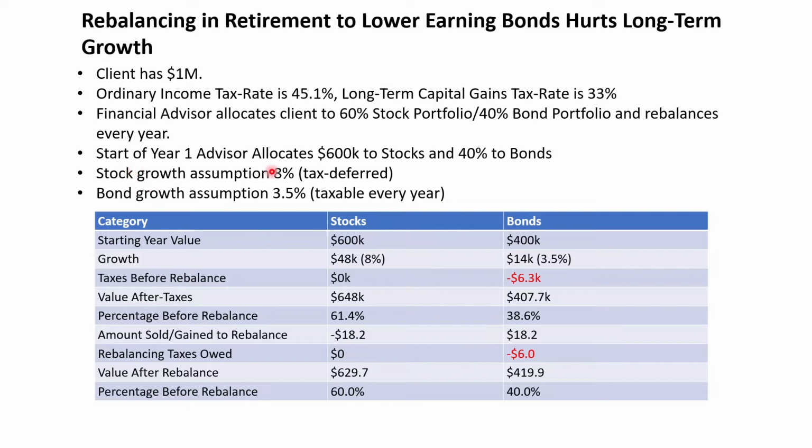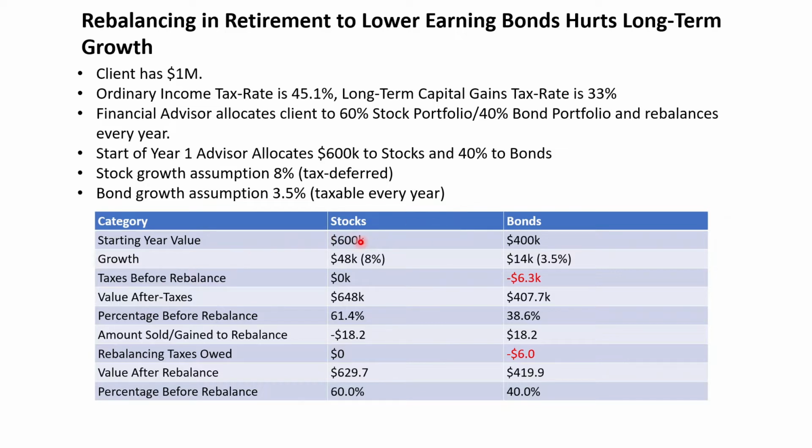We're assuming that the stock grows at 8%, and that it's tax deferred, right? You can defer most of these gains. The bond growth we're assuming is 3.5%, but that's taxable every year. As we're going to see in the example below, the stocks are going to grow at a faster rate. But because the stocks are growing faster, and the portfolio manager wants to maintain the 60% stock to 40% bond ratio, they're going to have to sell stocks to invest in bonds, and the taxable outcome is going to hurt clients, as we'll see in a second.